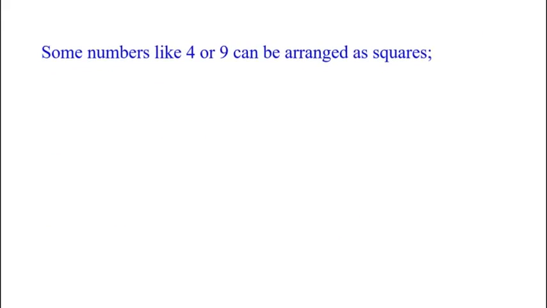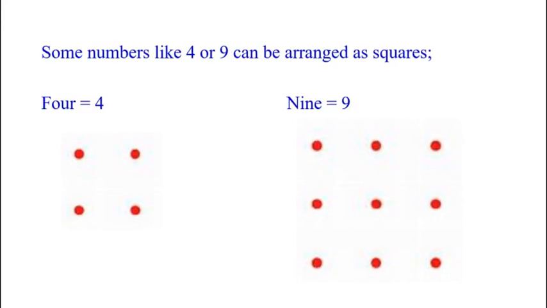Some numbers like 4 or 9 can be arranged as squares. For example, 4 and 9, we can represent these numbers as squares. So this is the representation of 4 as a square, and this is the representation of number 9 as a square. Here number of rows and columns are equal.